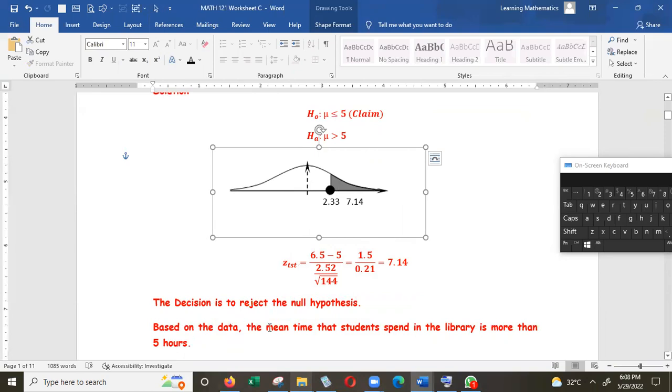And based on the data, the mean time that the students spend in the library is more than 5 hours. This is the alternative statement, that's the conclusion, because the decision was to reject the null hypothesis because the test statistic was in the critical region. Always write your conclusion in worded form, beginning with based on the data, because for other data, the conclusion could have been different.